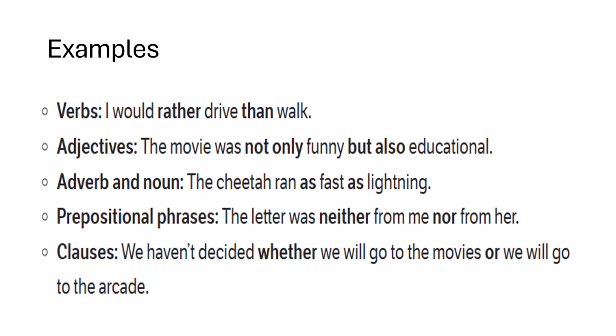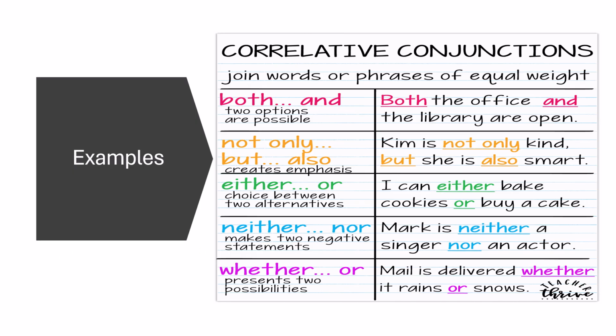We haven't decided whether we go to the movies or we will go to the arcade. So again, you see that it is between the clauses that you are having the correlation. Let's see some other example that is taken from Teacher's Tribe. Correlative conjunctions join words or phrases of equal weight.